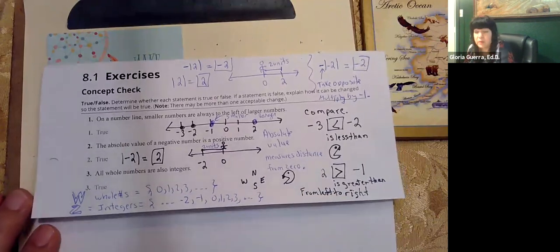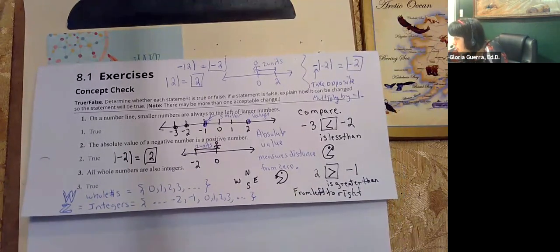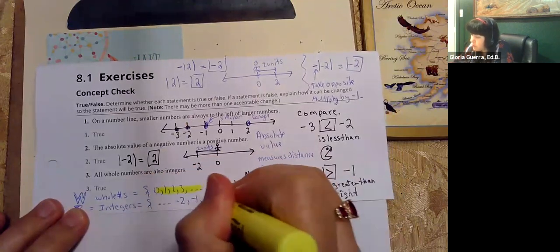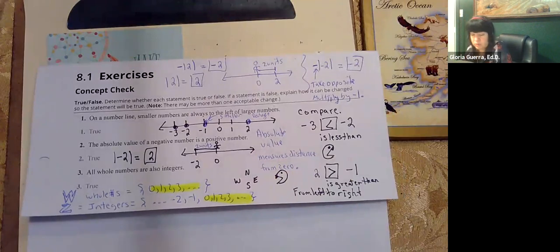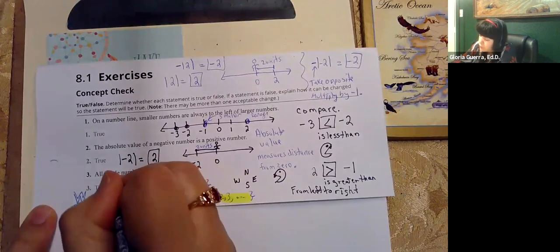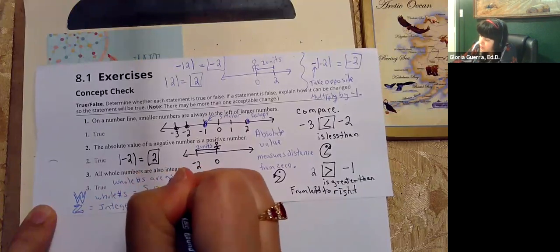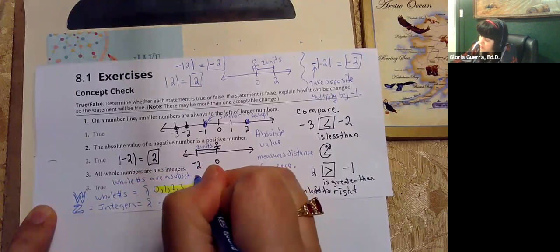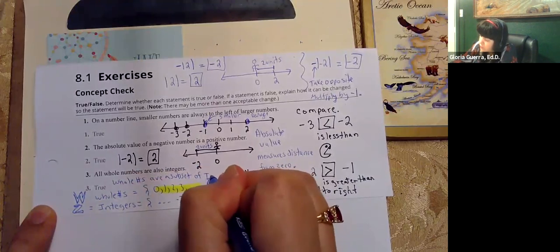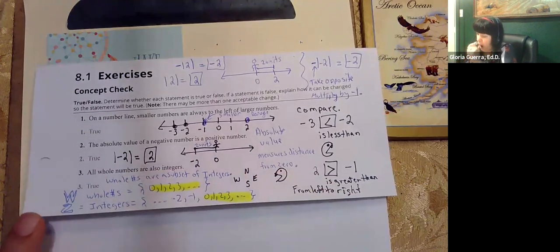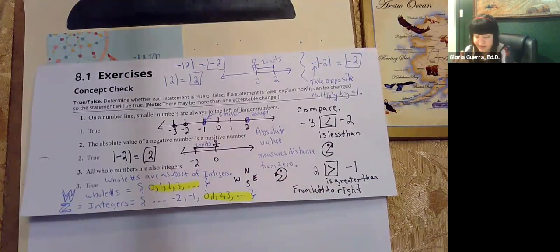And so I'm going to highlight these whole numbers and see how they are a subset. They're inside the set of integers. So I'm going to write that down somewhere. Whole numbers are a subset of integers.